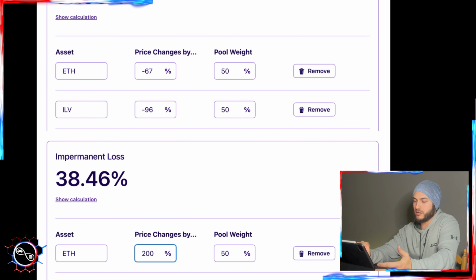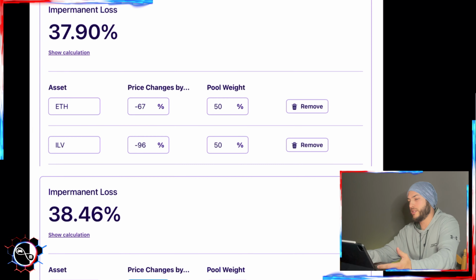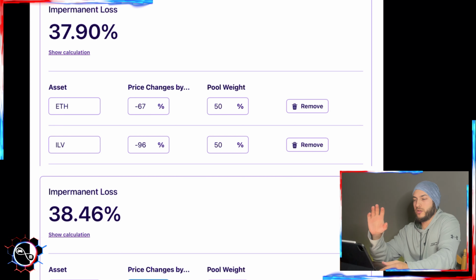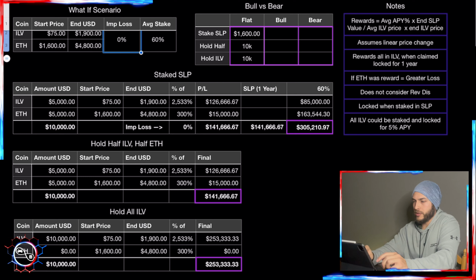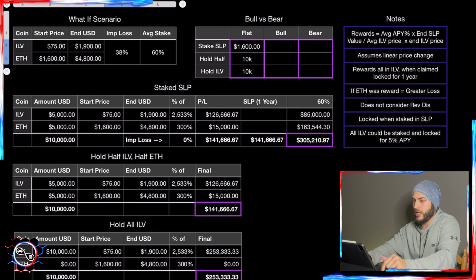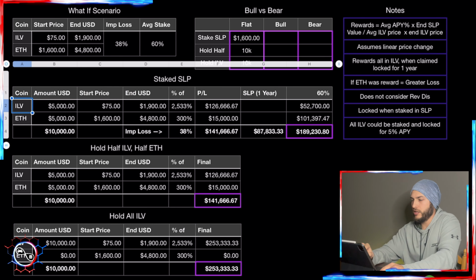Now these numbers, I wasn't going into the decimal points, but this is also showing that when I do the bull case and the bear case, it's actually the same amount of impermanent loss up or down. So for these next two scenarios, we're going with about 38% impermanent loss. So we'll put the impermanent loss in here at 38%. And then now we can go down into this first one right here.